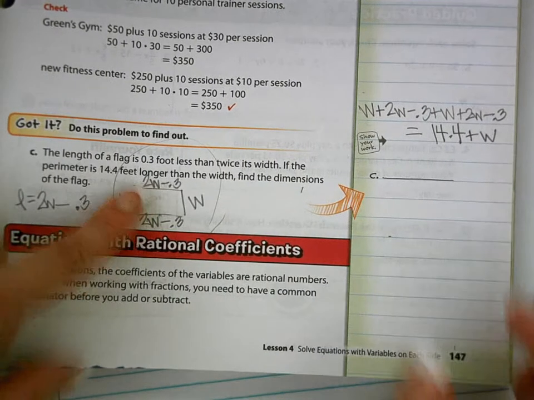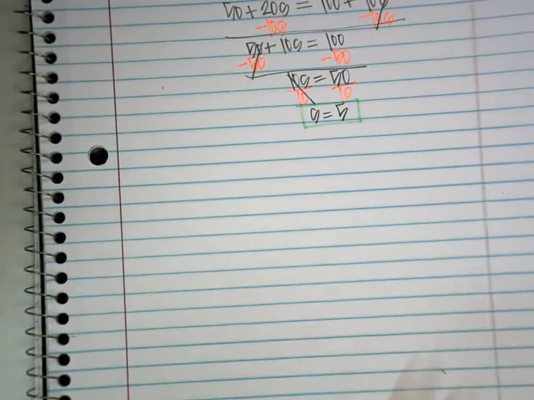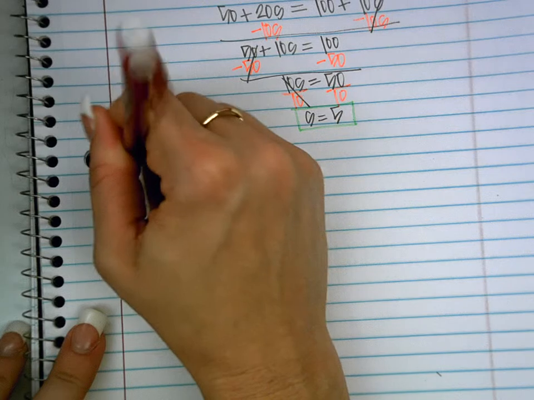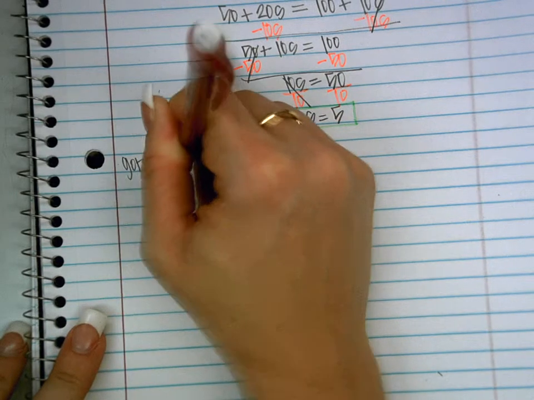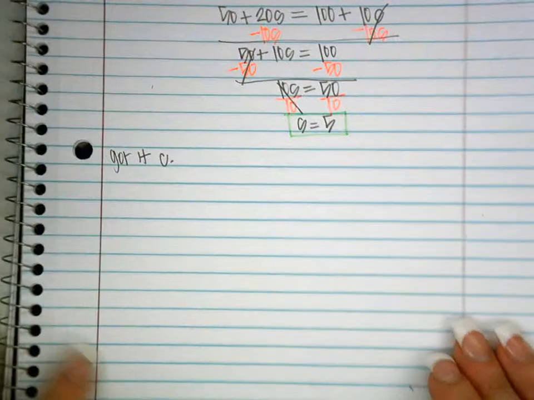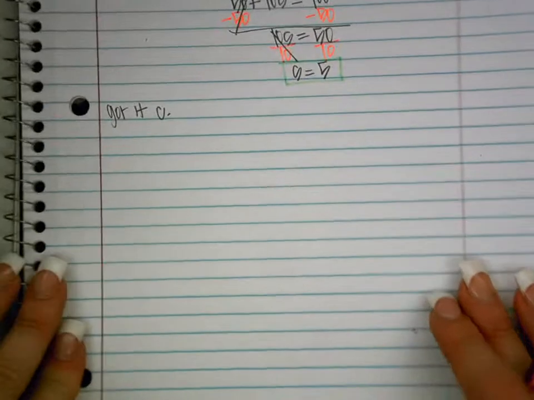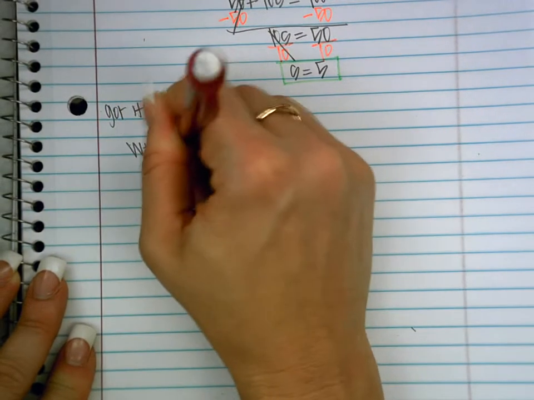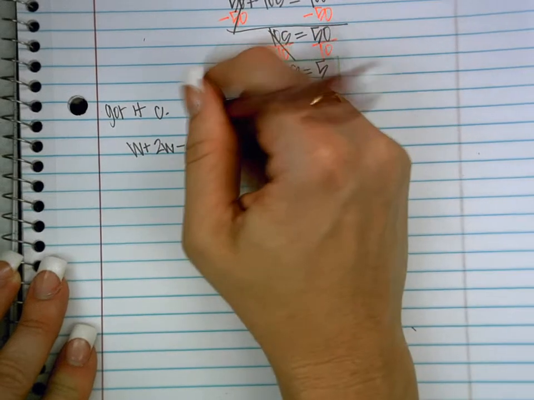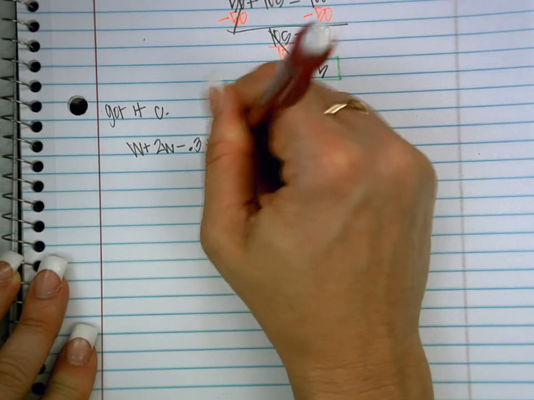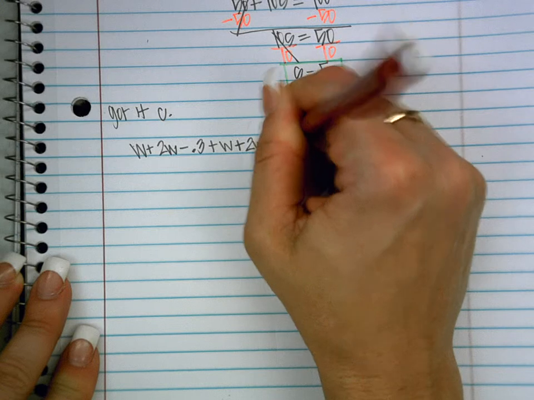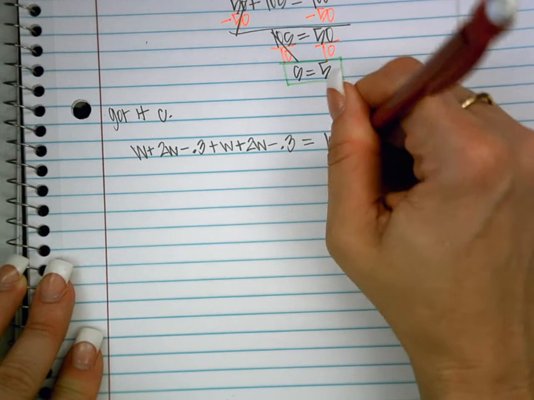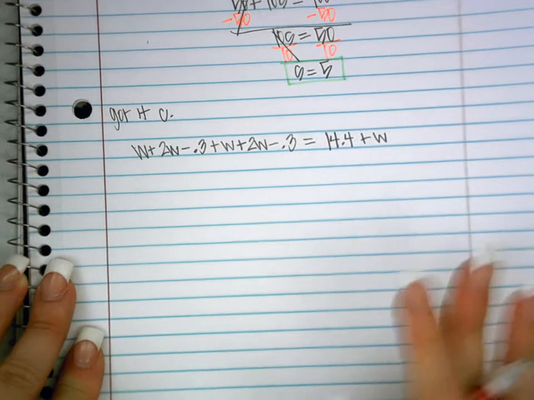So I'm going to rewrite this on this paper because it's a little bit easier. Okay, you can rewrite it if you want to. So we're doing the got it letter C. Okay, so got it letter C. I'm going to rewrite this. So we had w plus 2w minus 0.3 plus another w plus 2w minus 0.3, and that was equal to 14.4 plus w. How would you solve that?